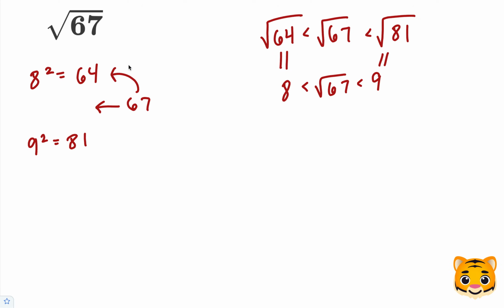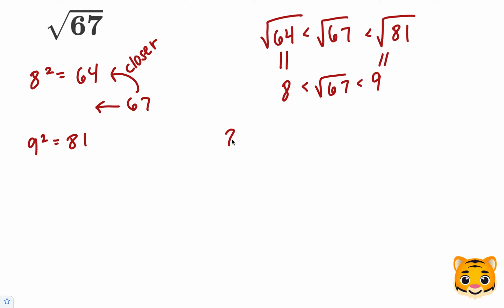However, 67 is a lot closer to 64 than it is to 81. So the square root of 67 will be closer to 8 than it is to 9. Now we can try tenths place decimals between 8 and 9 that when multiplied by themselves give us something around 67. But we'll try something closer to 8 because, as we mentioned, 67 is closer to 64.